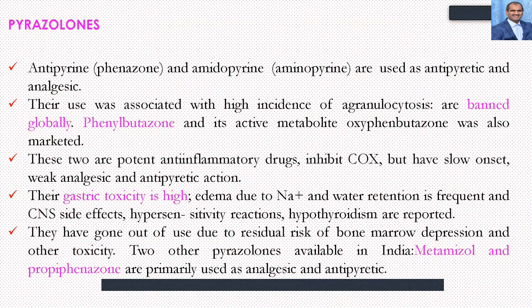And of course, both phenazone and amidopyrin are banned globally, and phenylbutazone and its active metabolite oxyphenbutazone were also marketed. Antipyrin and amidopyrin are both not used because of their potent side effects. Of course, their potency may be more, but they cause a lot of side effects. Hence, if you weigh the benefit and risk ratio, the risk will be more.